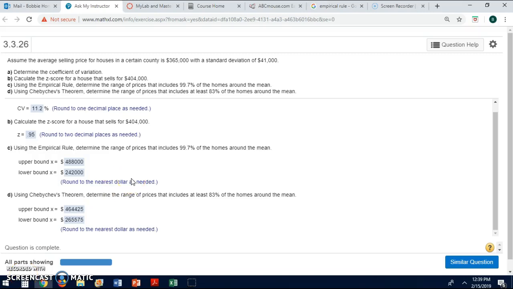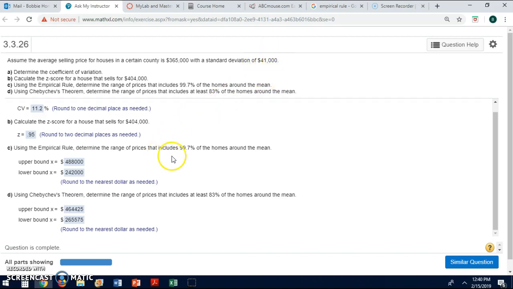Okay, I had a student ask for help with explaining the empirical rule and Chebychev's theorem. For the empirical rule, there are several things you have to know in order to use it. You have to know what your z-score is, what your standard deviation is, and what your mean is. First of all, we know the mean is 365,000, and we know the standard deviation is 41,000.